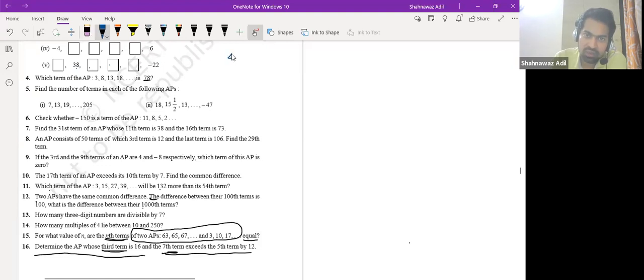So let us start with the fourth question. By looking at the fourth question, what can you tell about the first term? It's 3, right? And what is D? A is 3. The difference is 8 minus 3, so that is 5. Now, what is this 78?